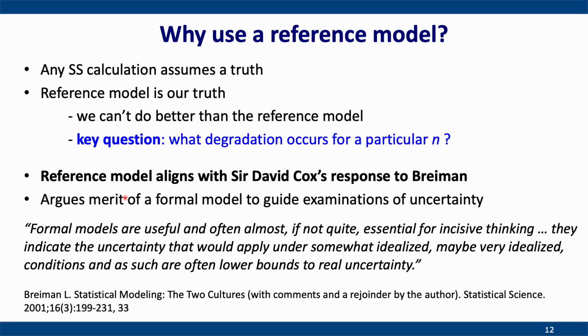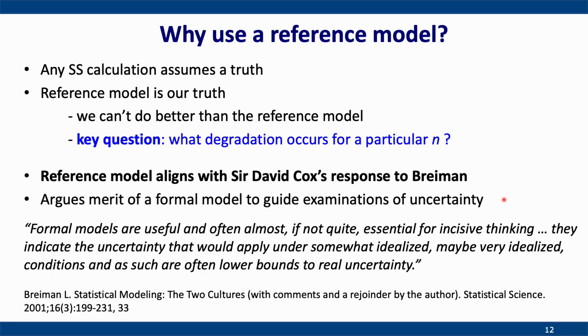This idea of a reference model aligns very much with Sir David Cox's response to Breiman, where he argues the merit of a formal model to guide examinations of uncertainty. So just to take a step back from that, what I mean is that even if you think you're going to be developing a model using a random forest or a neural network or XGBoost or something like that, where you're not going to be able to write down the equation, it's important to think about a reference model in terms of a regression.